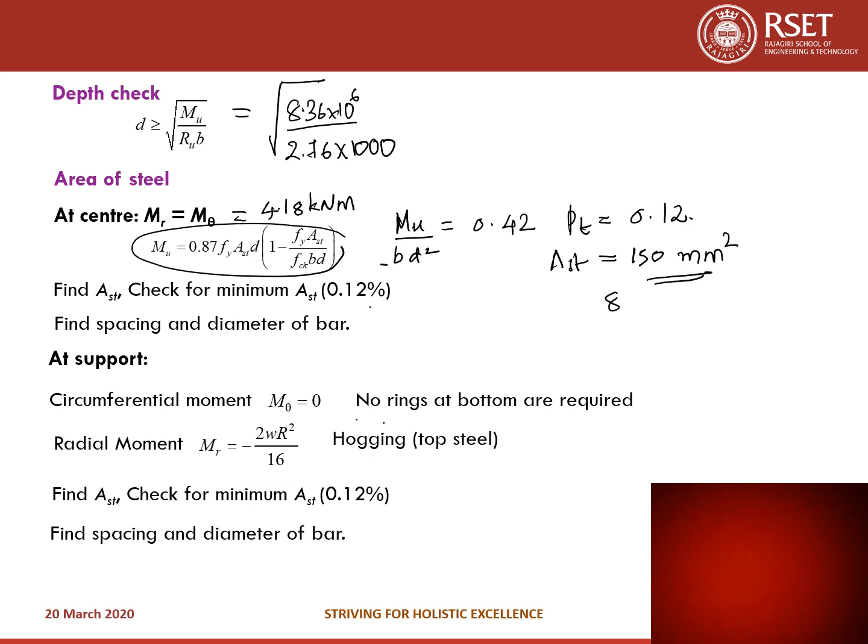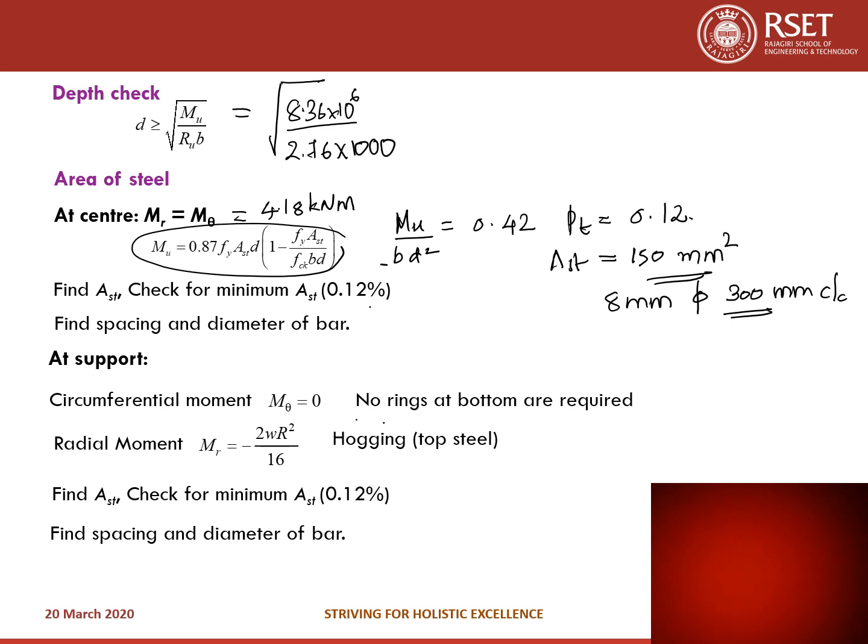So provide 8 mm dia. Calculate the diameter and the spacing in a similar way as described earlier. So you get 8 mm dia at 300 mm spacing. 300 is the maximum spacing. According to the maximum spacing criteria, you cannot go for spacing more than 300 mm. Now this is done.